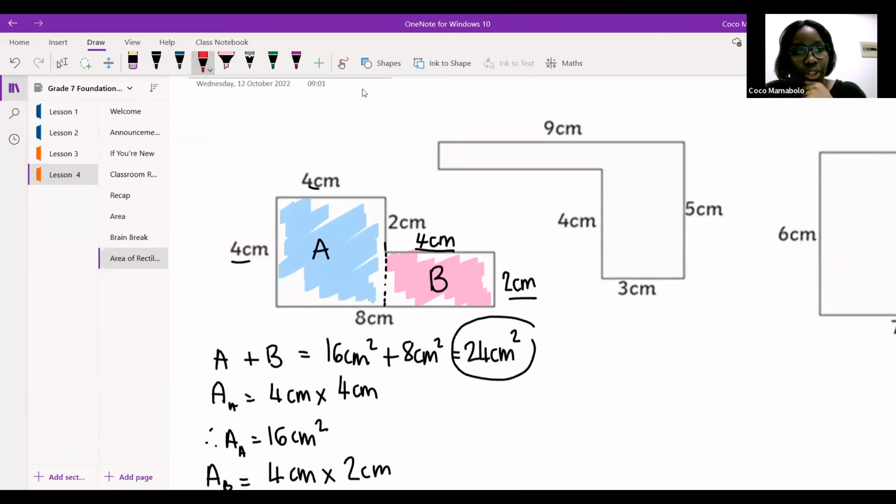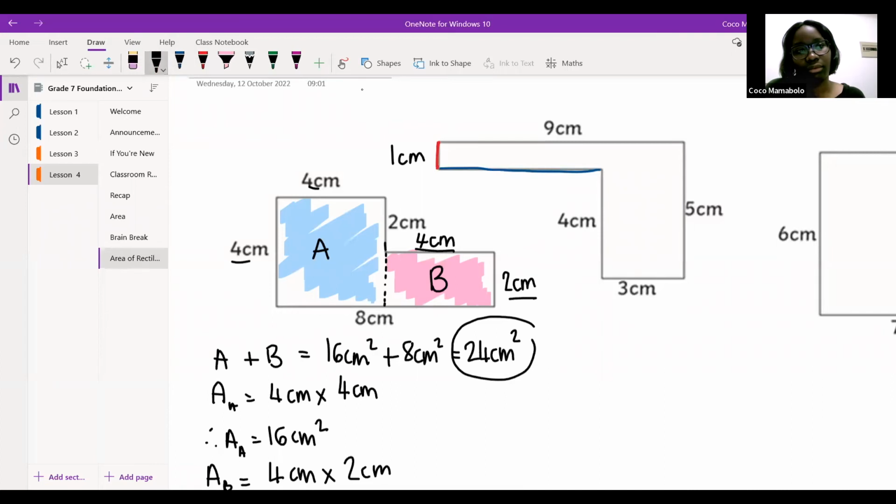What would the measurement of this side be? What would the length of this side over here be? It'll be 1 centimeter. Well done. That's because this side over here is 5 centimeters and they've already given us 4 centimeters, so there's 1 centimeter missing. Good. And what about this side over here? How long will this side be?